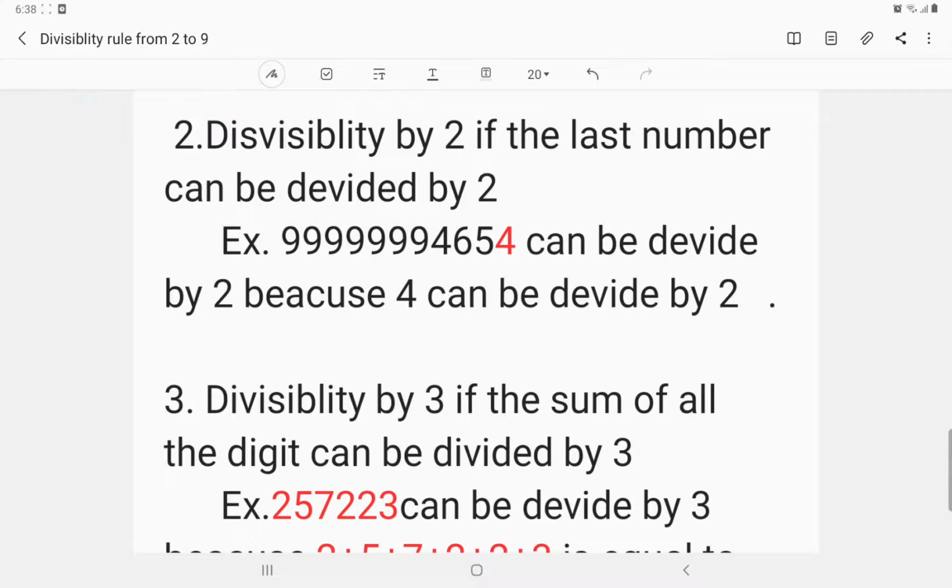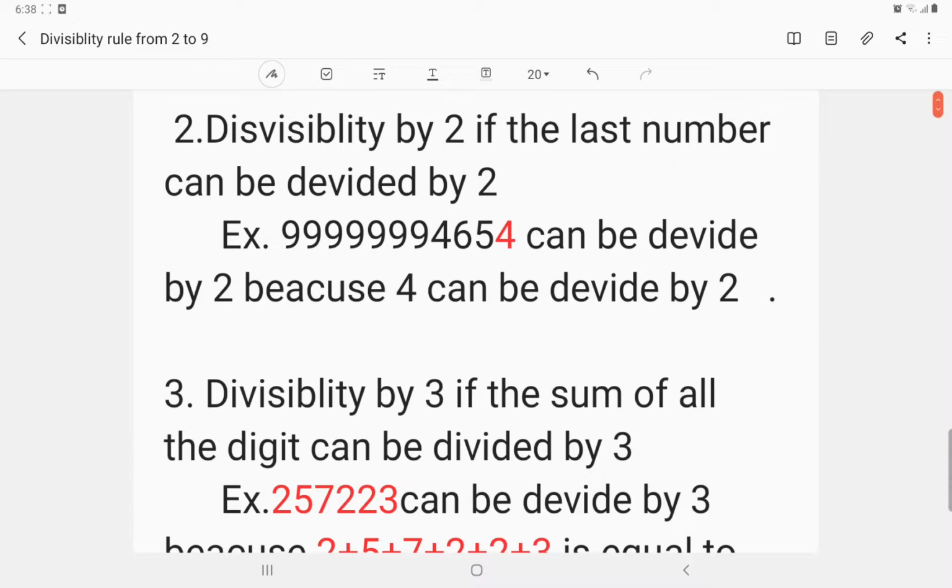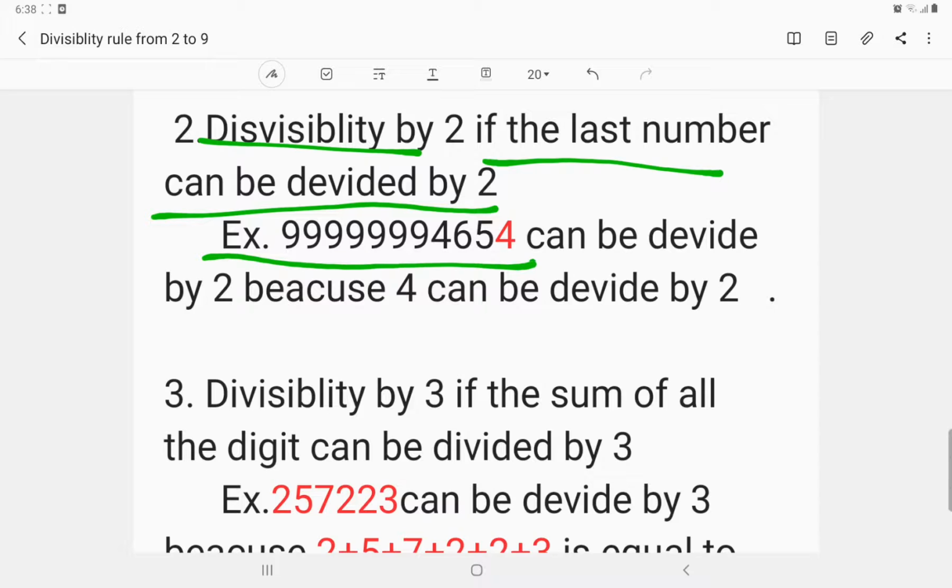Okay, so let's start our lesson with divisibility by 2. Divisibility by 2 has one easy step: the number is divisible by 2 if the last digit can be divided by 2. Example, this number can be divided by 2 because 4 can be divided by 2.